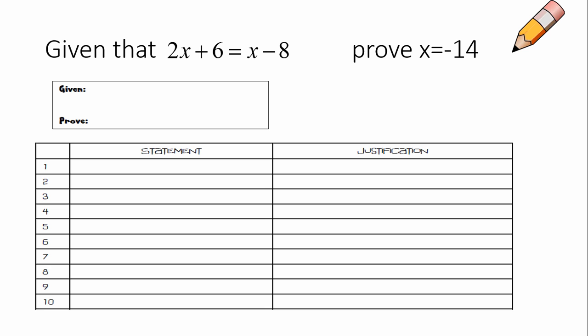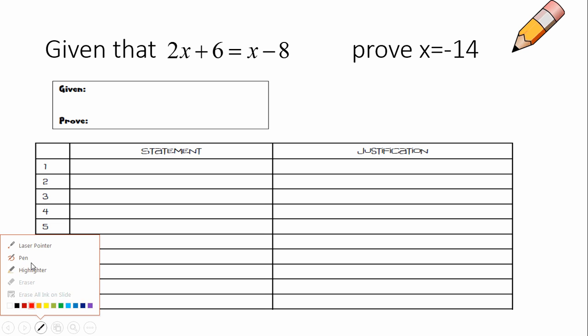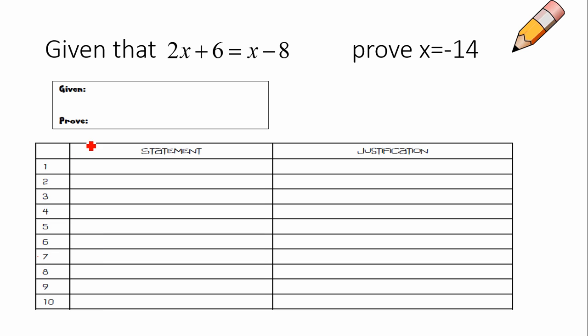So for each and every proof, you're going to be given a piece of given information that you know about, and then also something that you're supposed to prove, so your end goal. Now for this, we know for certain that we are given an equation, and we can go ahead and use our solving skills to prove the end result here. So the first thing you want to write is that 2x plus 6 equals x minus 8. I'm just going to write this in the given box so it matches your notes. And then prove, our goal is to prove that x equals negative 14.